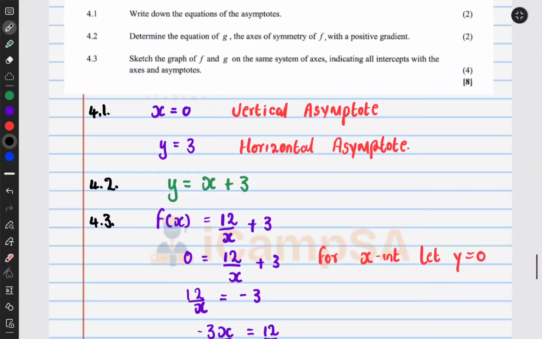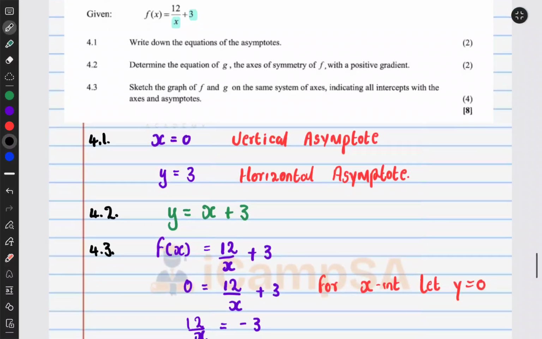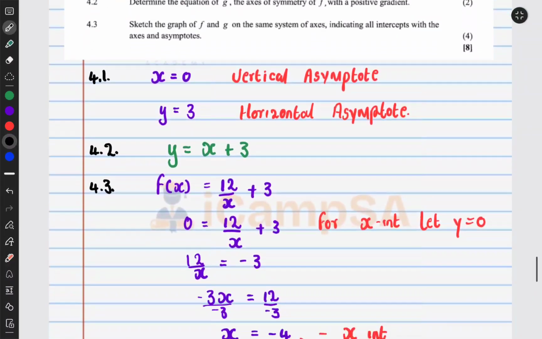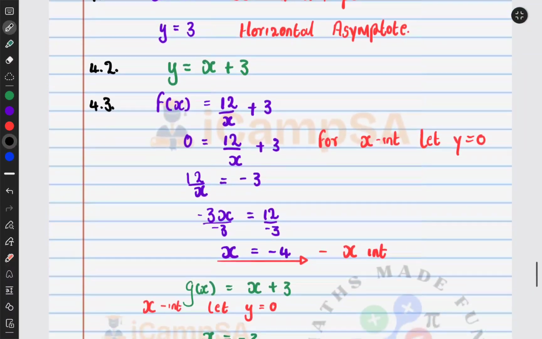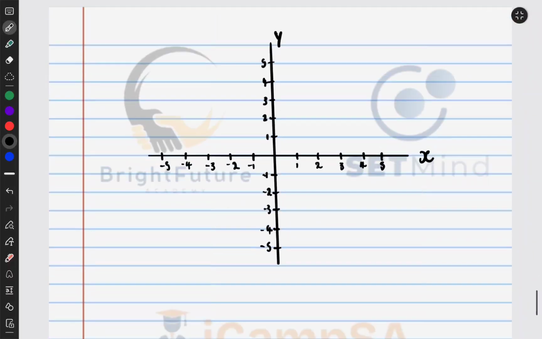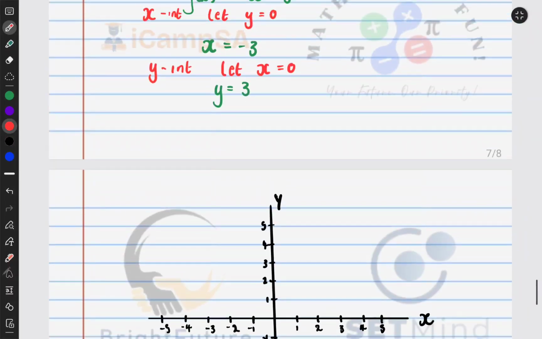Okay, now it's time to sketch. Let's start by sketching the asymptotes for the hyperbola, the function f. What is the horizontal asymptote? It is y is equal to 3. So we're going to have an asymptote here at y is equal to 3.